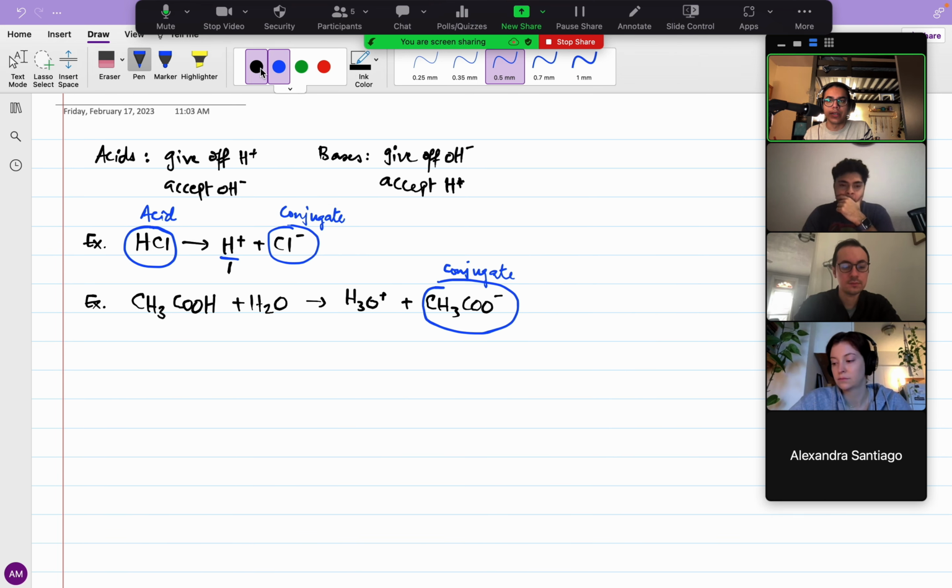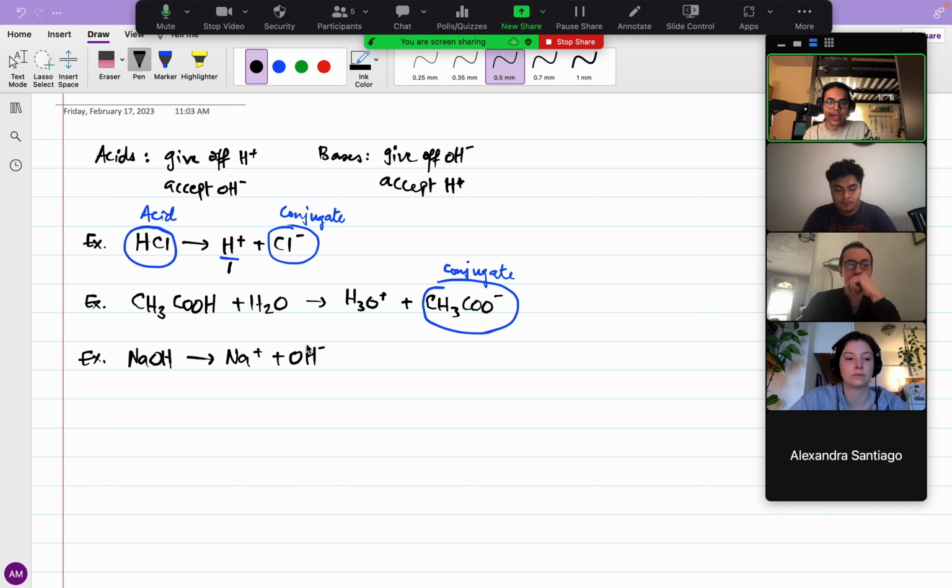Here's another example of a base, barium hydroxide. No, let me take that out. Sodium hydroxide breaks down into Na plus and OH minus. Once again, the OH minus is the base doing its job, and so Na plus is the conjugate.